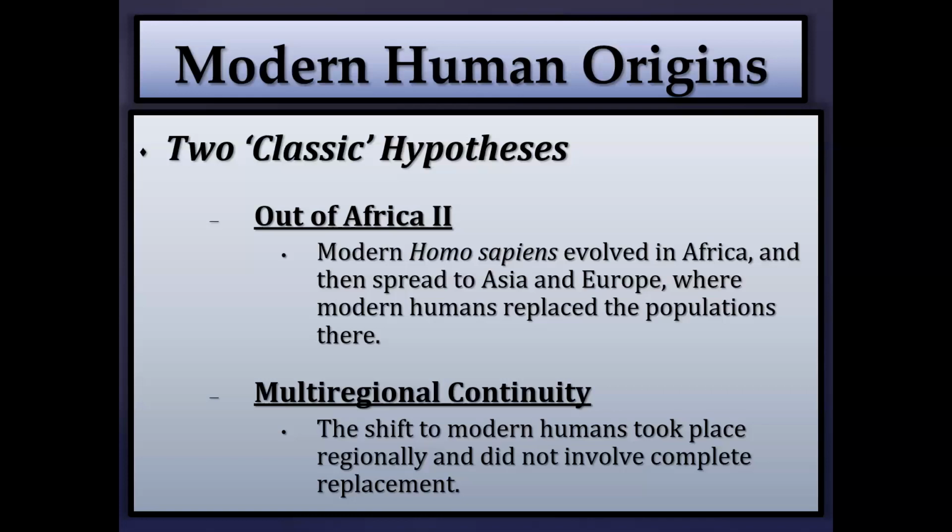So you could also think of the multi-regional model as basically the gene flow or the admixture model. They're kind of opposites of one another, in the sense that out of Africa is more of a replacement model, more of a Homo sapiens wiped everybody else out kind of model, whereas the multi-regional continuity model leaves more possibility for the fact that multiple hominin species contributed to our modern day gene pool.